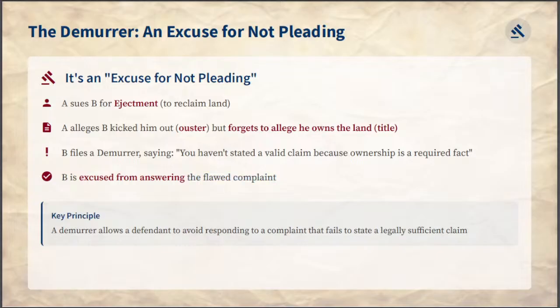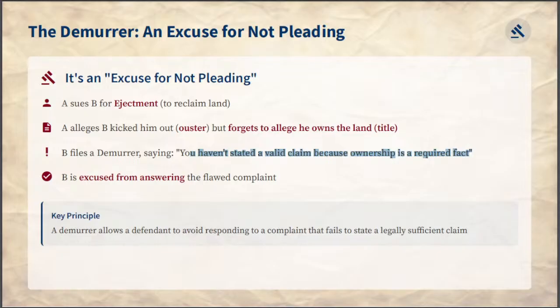He gets to stay. So the key principle is a demurrer allows a defendant to avoid responding to a complaint that fails to state a legally sufficient claim. So you see how this works here. This way the demurrer avoids having to do any kind of litigation, proving of facts, evidentiary hearings, trial, testimony, any of that.